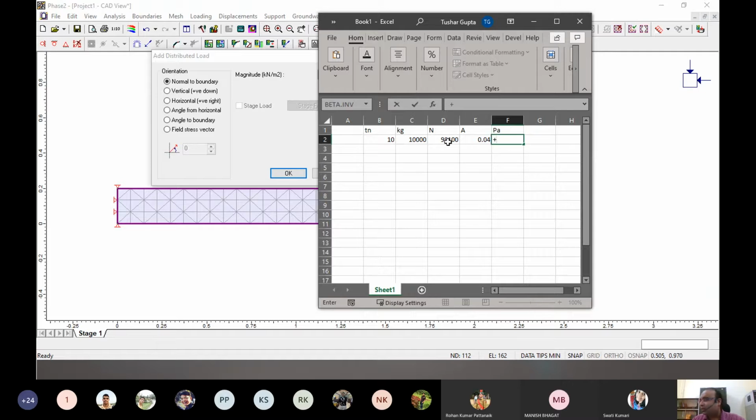And so the total load in Pascal or Newton per meter square will be 9.81 divided by 0.04, right? So this much pascals. Kilonewton per meter square basically is kilopascals. So in kPa it is this divided by 1000.